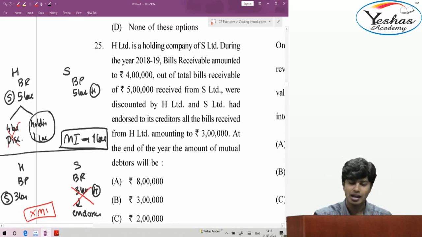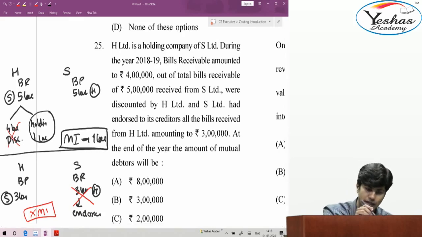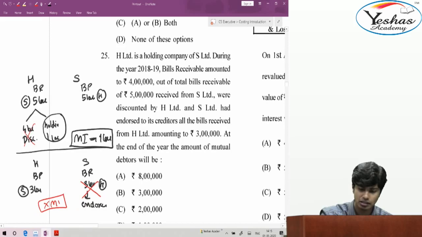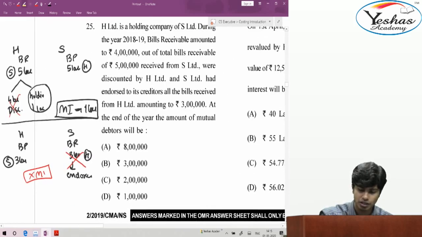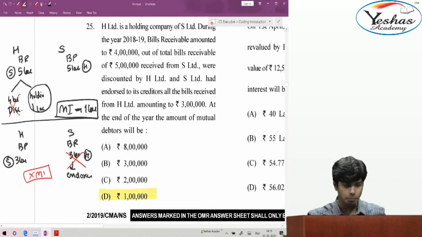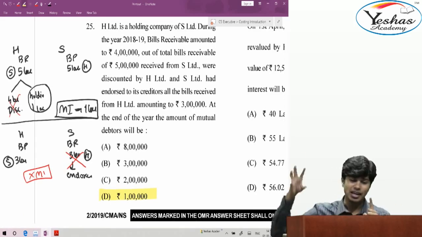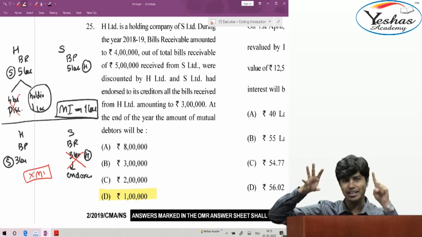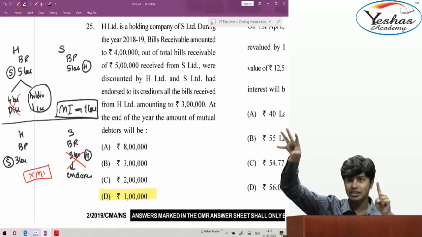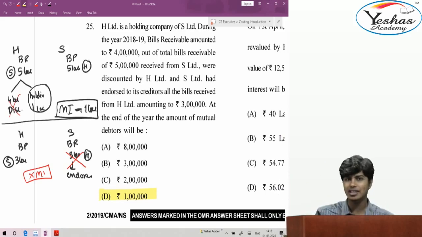So let's continue reading. At the end of the year, the amount of mutual debtors will be, what is the answer? It is rupees 1 lakh. Yes, option D, 1 lakh is the answer. So I'll repeat. H has bills receivable of 5 lakh from S, out of which 4 lakh is discounted. So how much does H still hold? 1 lakh. S holds the entire thing. So 1 lakh is there in H also, 5 lakh is there with S. But commonly what is there? 1 lakh. So that 1 lakh is mutual indebtedness.